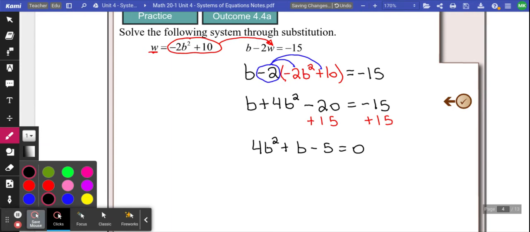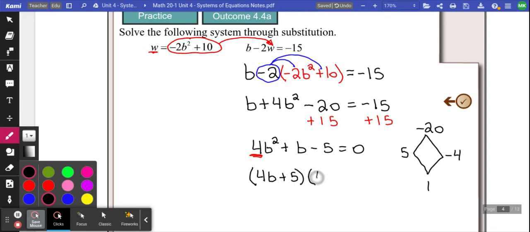You have three options here. You can solve this quadratic by factoring, by a box method, or by quad formula. Any of the three will work. I'm going to factor it. When I factor, I'm looking for things that multiply to be negative 20 and add to be 1, which would be 5 and negative 4. Because there's a 4 right here, that means I have to include that in my factoring. It's going to be 4b plus 5 and 4b minus 4 equals 0.